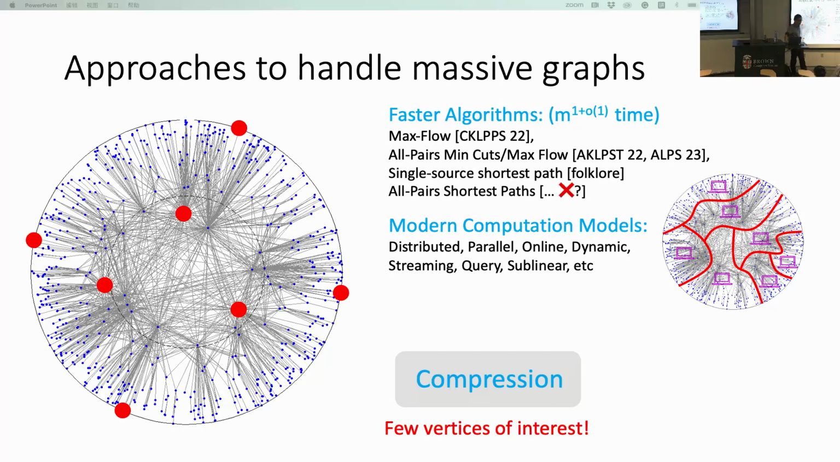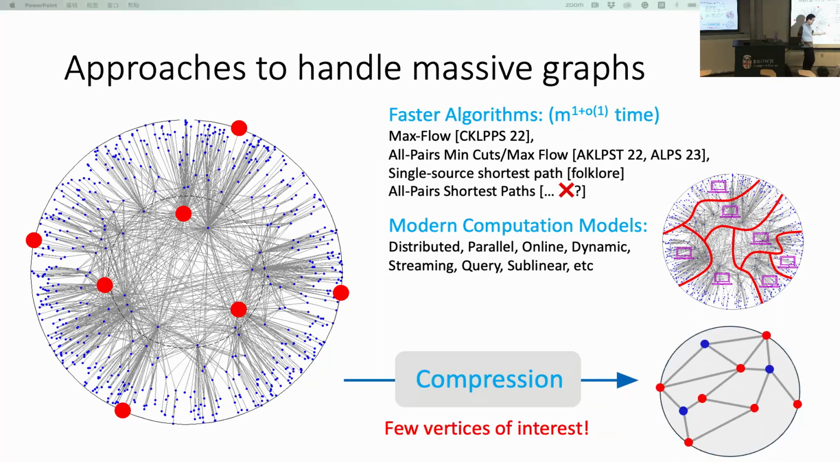This is exactly where the compression is going to help us. It takes the large graph as an input, together with a few vertices of your interest called terminals, marked in red, and computes a small graph containing those terminals while preserving the important information about them. The graph needs to be smaller, significantly smaller.